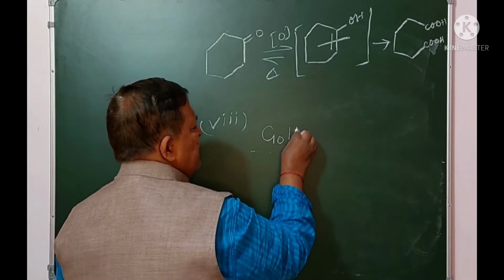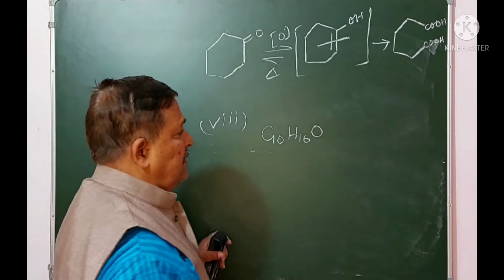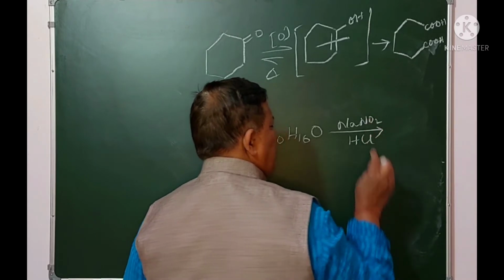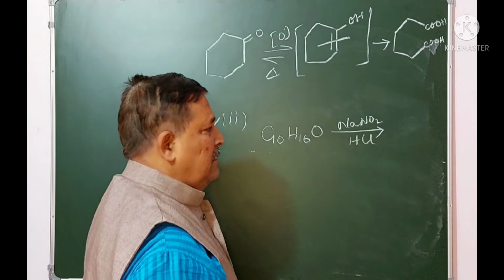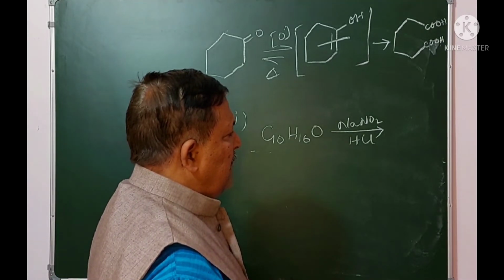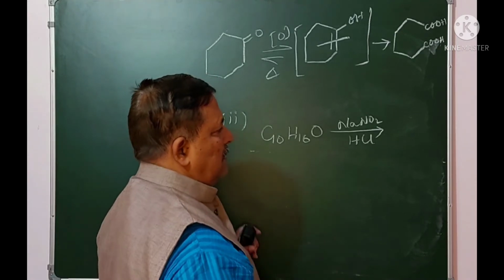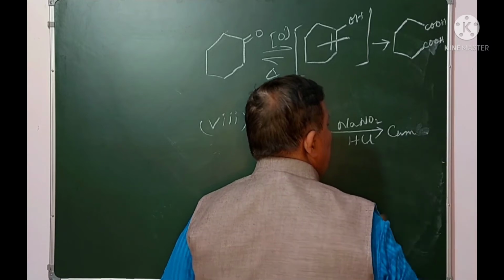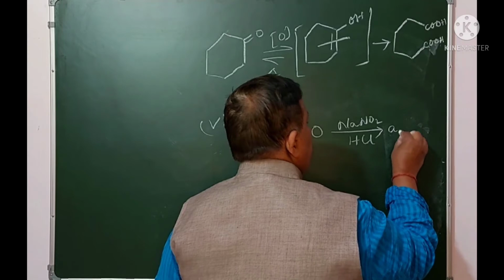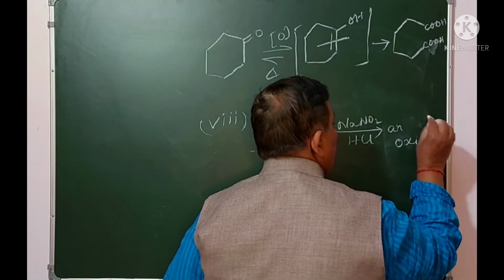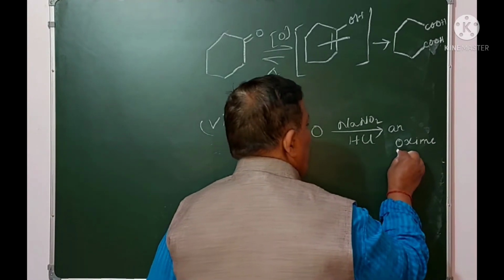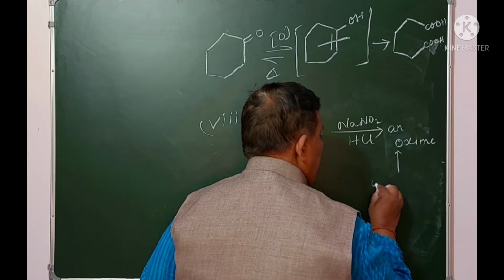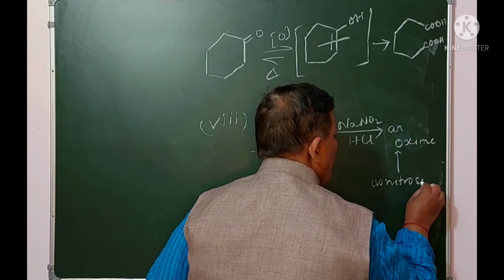When this compound C10H16O, that is camphor, is allowed to react with sodium nitrite and HCl at low temperature, it gives an oxime through iso-nitroso camphor.